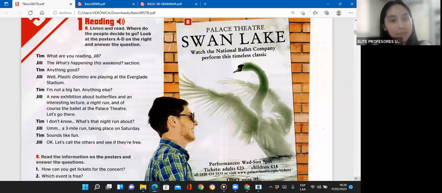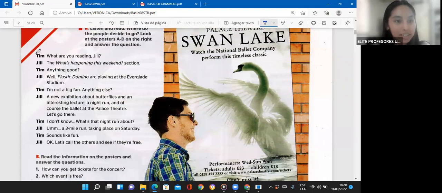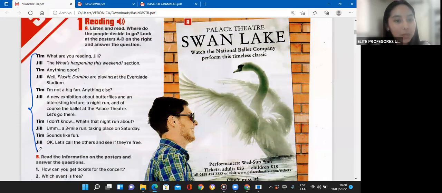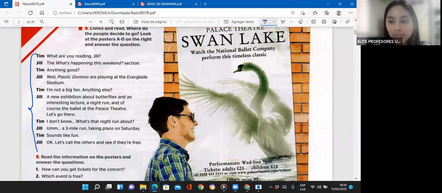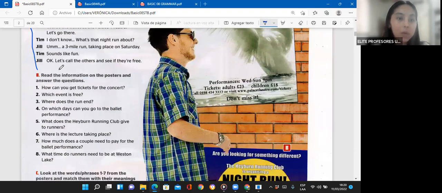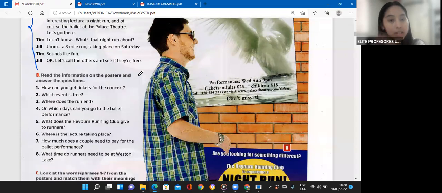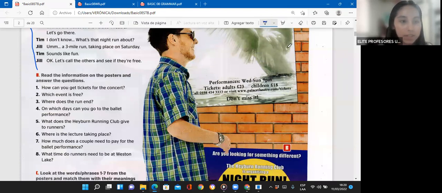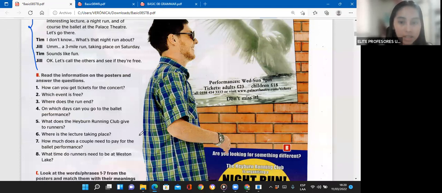Okay, just about this conversation, the reading part. Okay, so I think we can start with B. It says, read the information on posters and answer the questions. Okay, let's see first the questions, okay? And then we're going to see the posters.